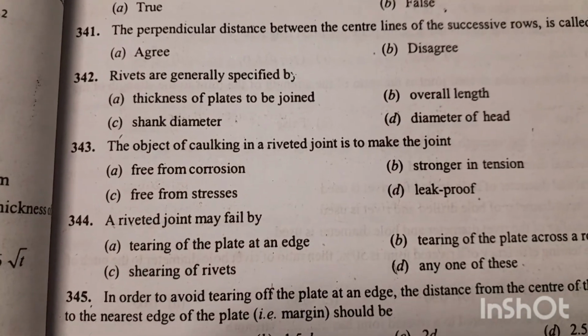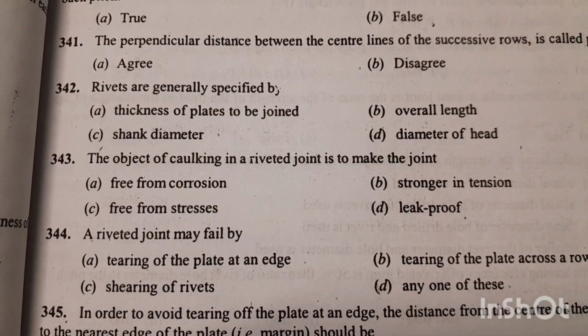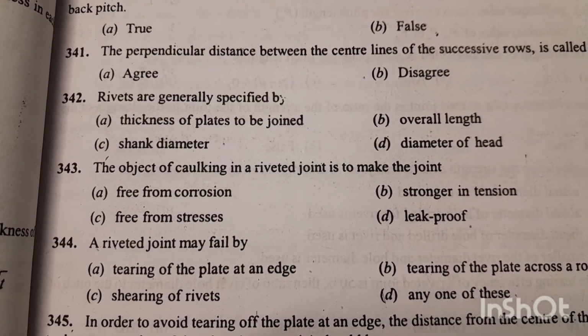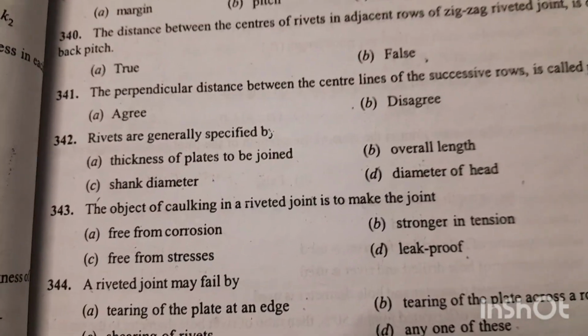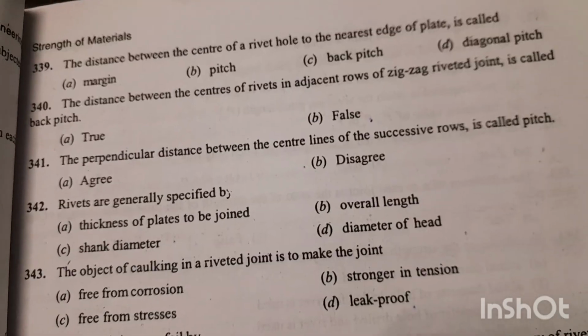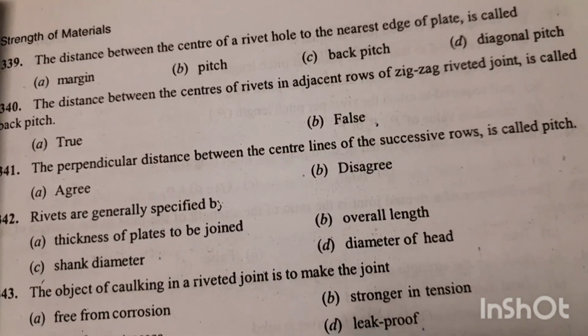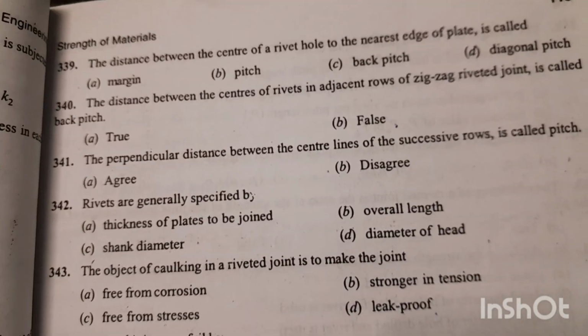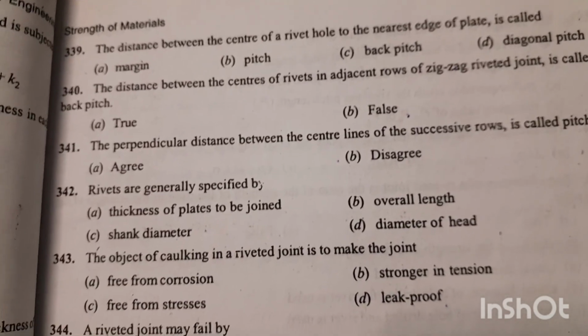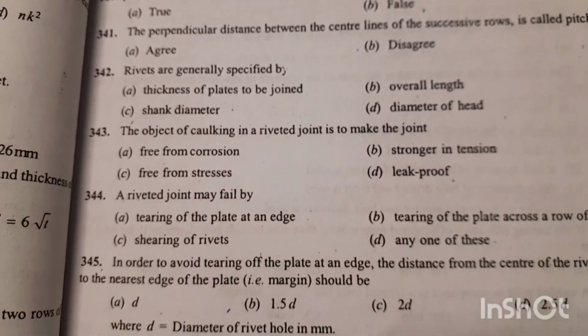Next question 343. The object of caulking in a riveted joint is to make the joint, option D is the right answer, leak proof. Caulking is the process to seal the air leaks through the cracks or make the joint airtight or leak proof.